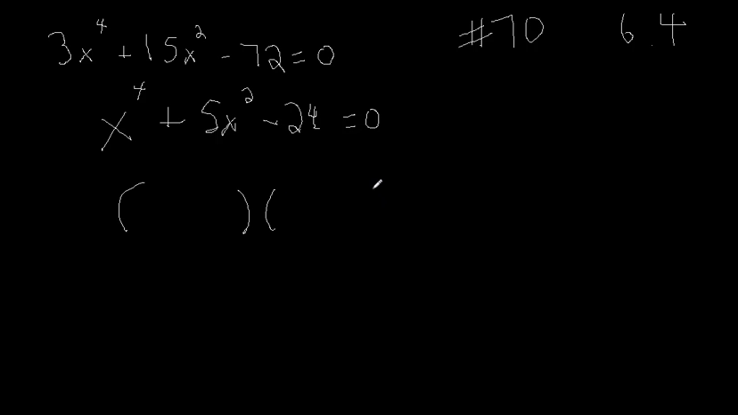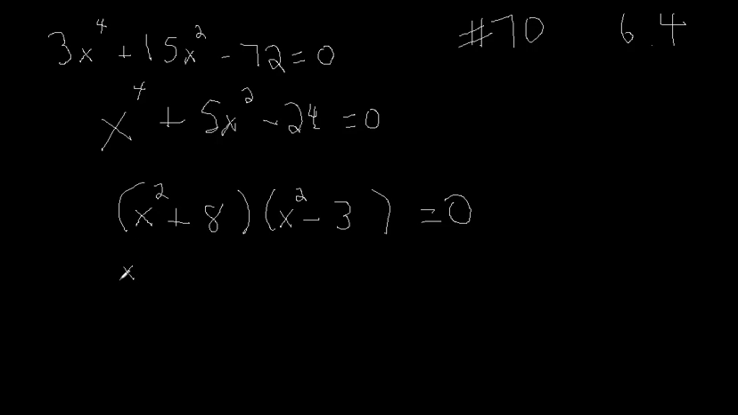Two sets of parentheses. Go backwards. x squared and x squared. What times what is negative 24 that will add to give you 5? Well, that's going to be positive 8 and minus 3. Still set it equal to 0.